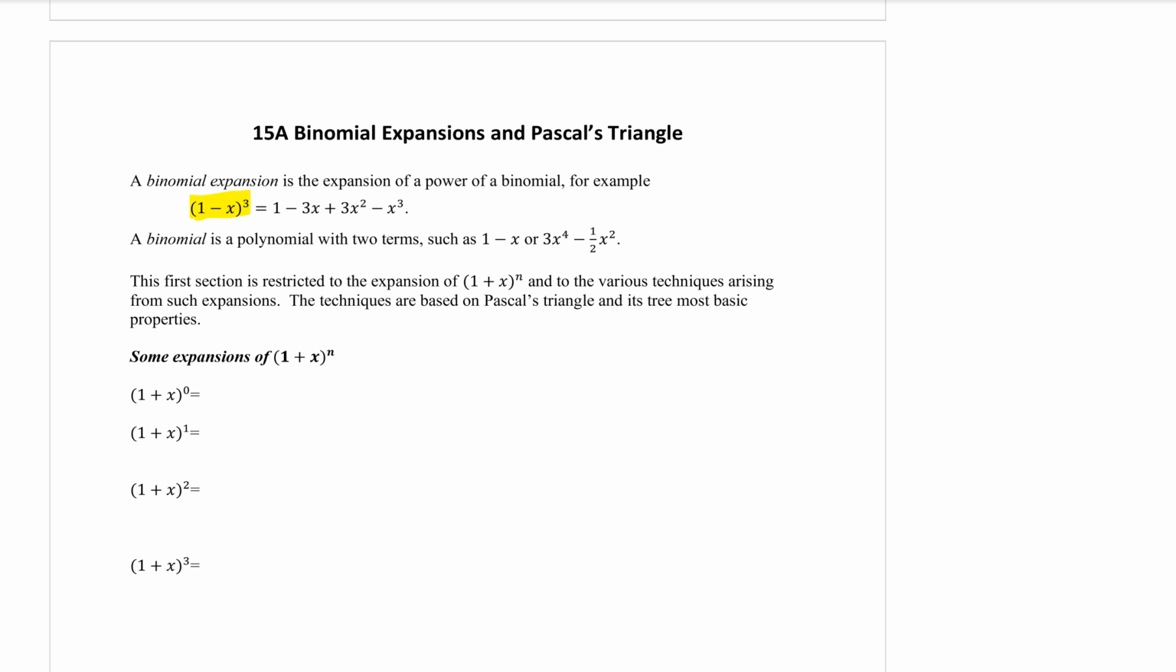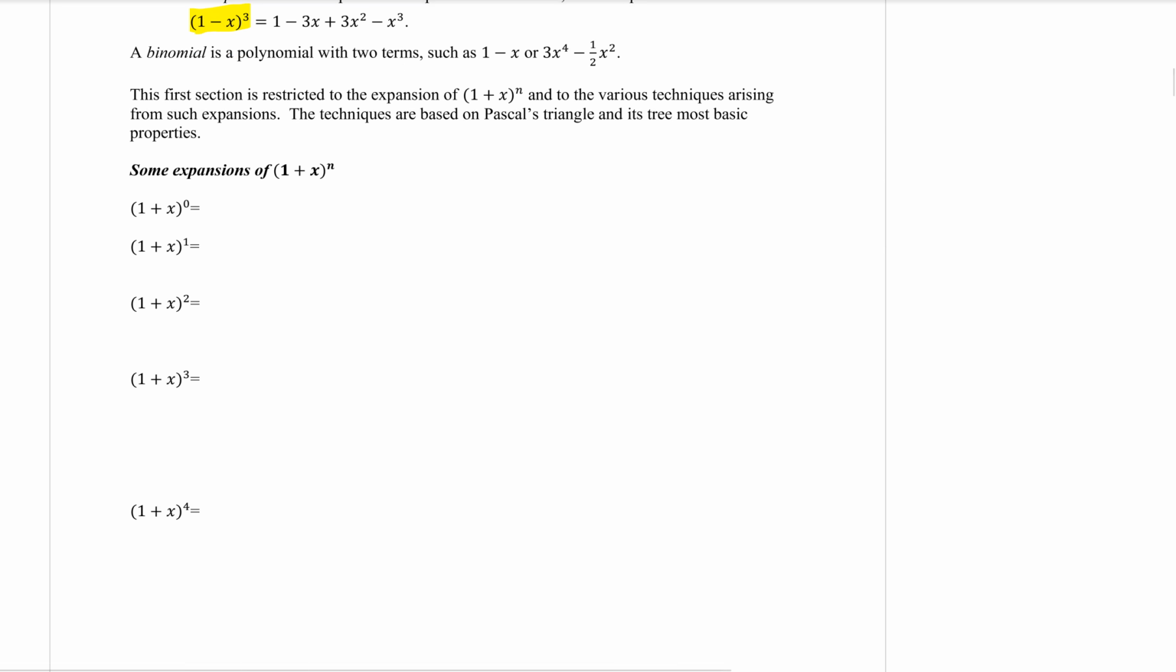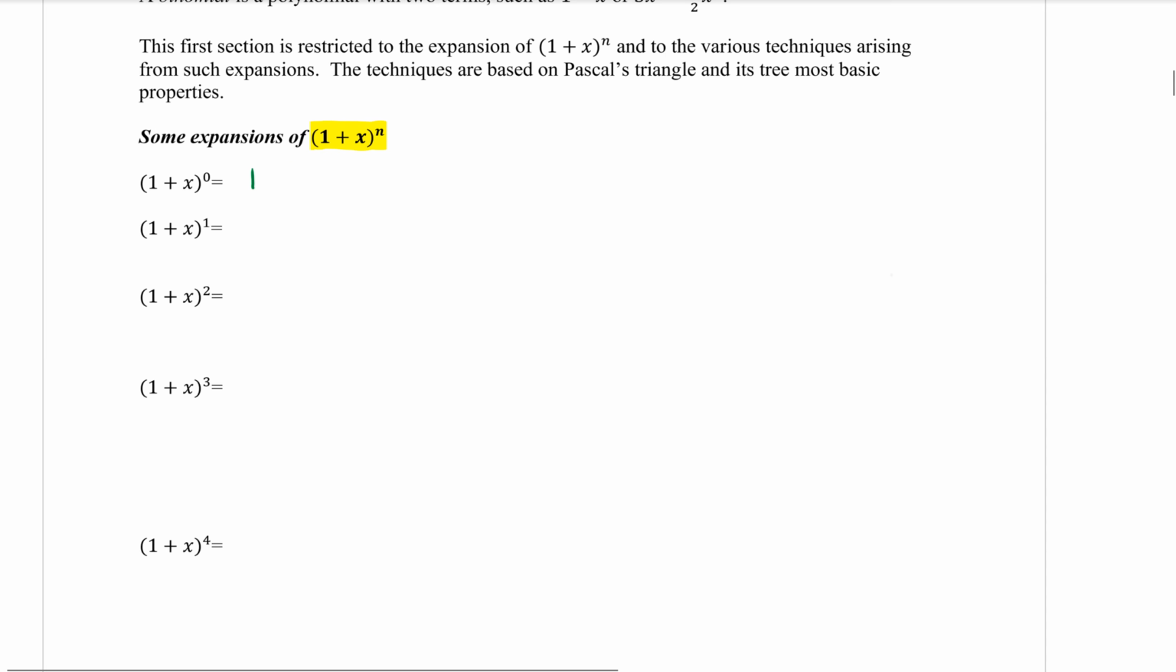So to get us started, we're going to look at some expansions of (1 + x)^n. Now n is going to be starting from n equals 0, and we're going to be gradually increasing that power of n to see what happens. So if n was equal to 0, we would get (1 + x)^0. Anything to the power of 0 is always equal to 1. Then going on to the next one, if n is equal to 1, then we have (1 + x)^1, which is simply 1 + x.